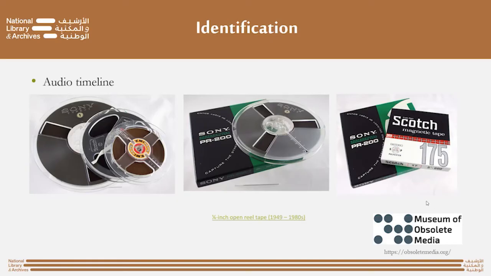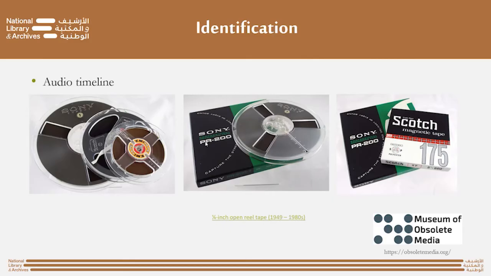And oh, by the way, I don't know if you can see on the lower right-hand side, there's a link to the Museum of Obsolete Media. Now, this museum is an online museum, and it's incredible. They have made a complete list of any media that is out there. So if you want to identify what media type you have, the easiest way to go about it, of course, is to look on the tape itself.